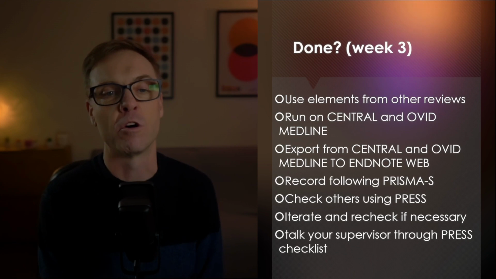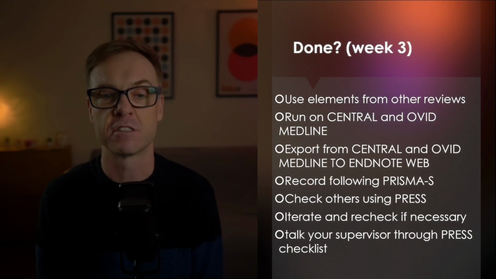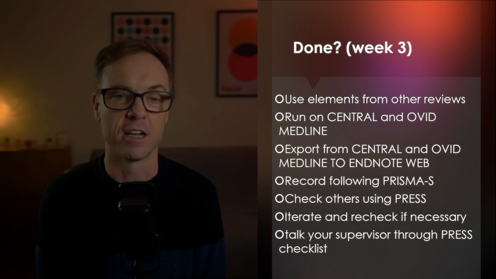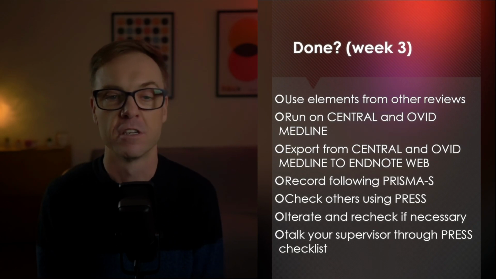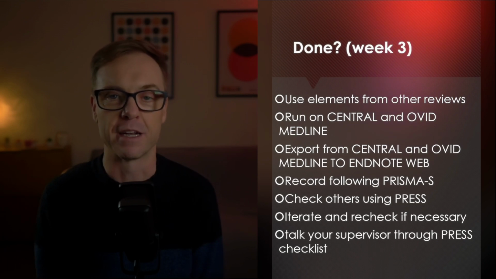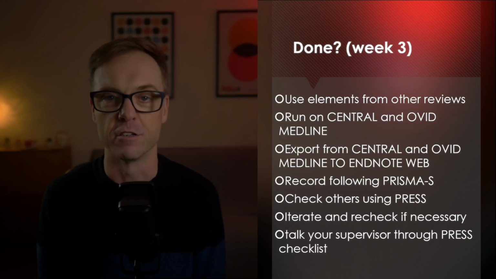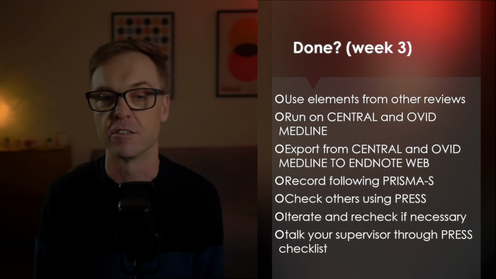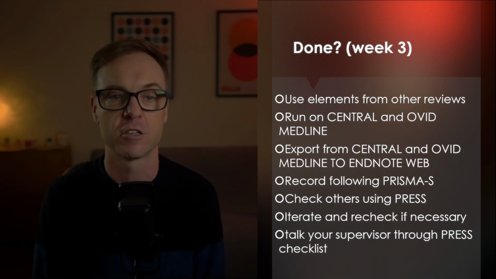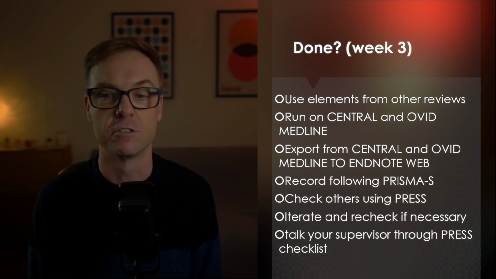So in terms of what you need to have done to keep up this week, you should have already built a search strategy out of search elements from other reviews. So we've broken up other searches by population, intervention, comparator, outcome and study design, and we found reviews that match our elements on those features. And we're just borrowing those sections of their searches to build our search. We've run those searches on Central and PubMed, and we've exported those to Endnote Web.